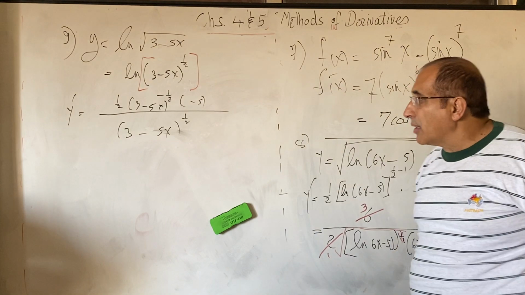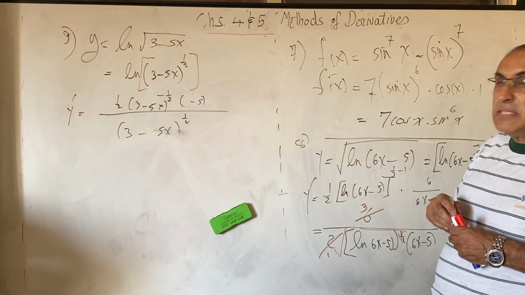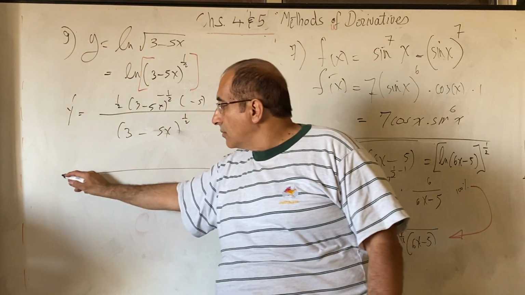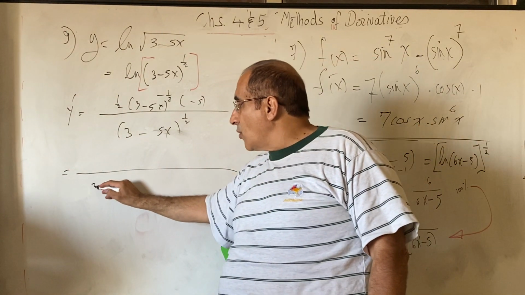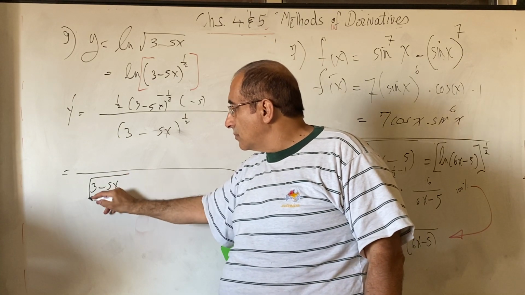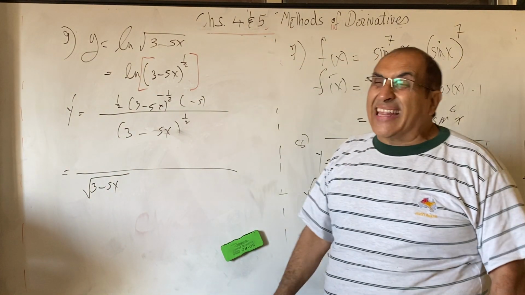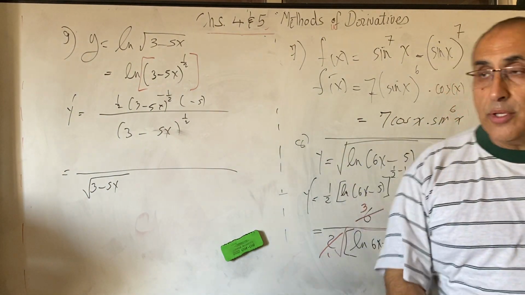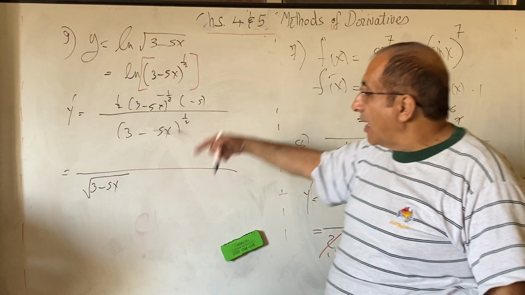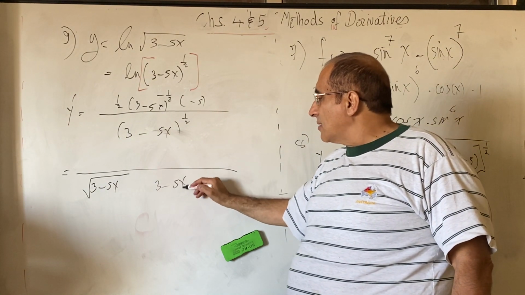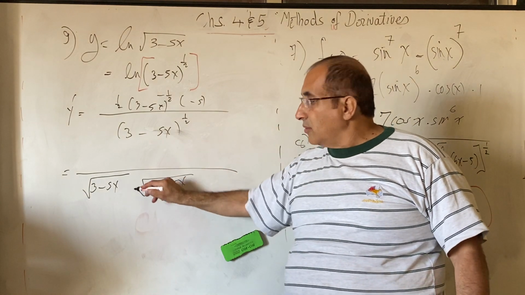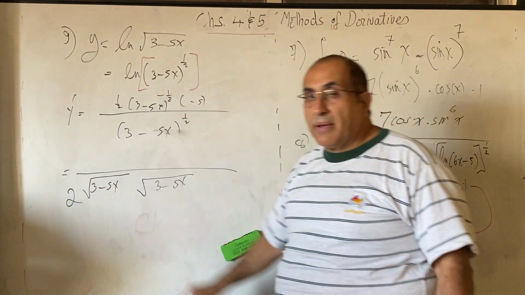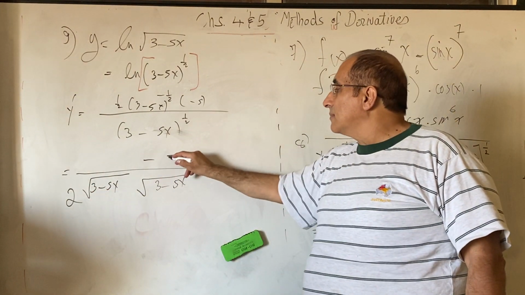Why don't I leave it that way? You could, but be smart. When I say be smart, you have to push it. How? You know 3 minus 5x to the power minus half is a square root. You know minus, you cannot leave it that way. Impossible, not acceptable. You lose marks. So what do we do? Minus half will break down to half. So 3 minus 5x power half, which is the square root anyway. You got here a 2. Don't forget about my 2. And you have here negative 5.